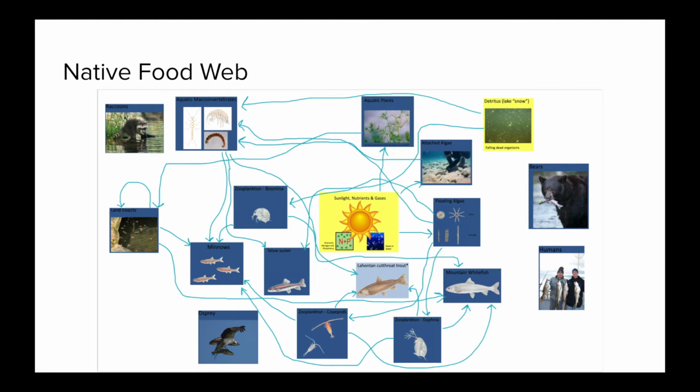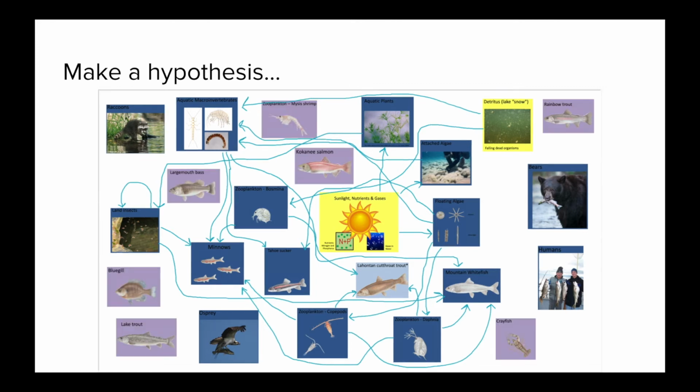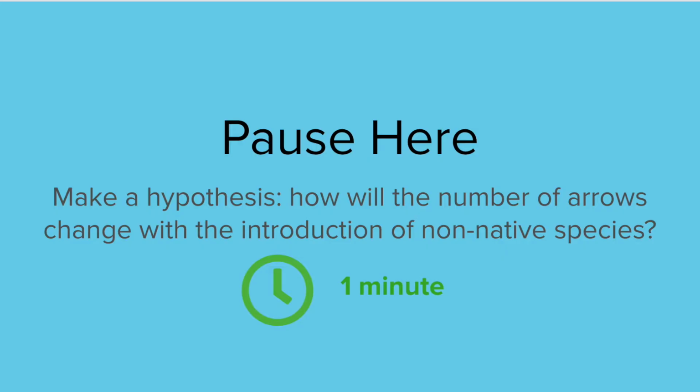And I want you to go ahead and make a hypothesis about what is going to happen to the numbers you wrote down, when we introduce our purple card non-native species, like the mysis shrimp, the largemouth bass, and the bluegill. Go ahead and pause the video and make a hypothesis about the organism you picked on the last slide. How will the number of arrows change with the introduction of non-native species? Pause here.